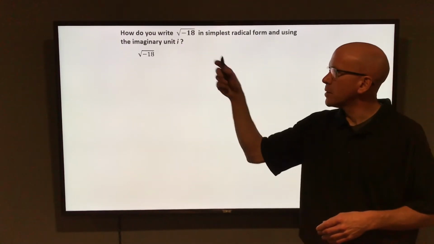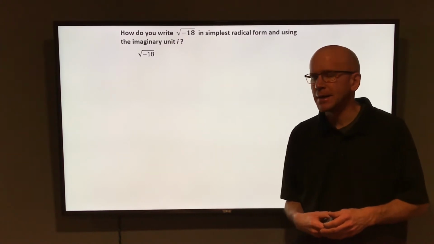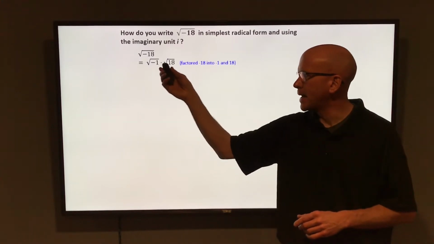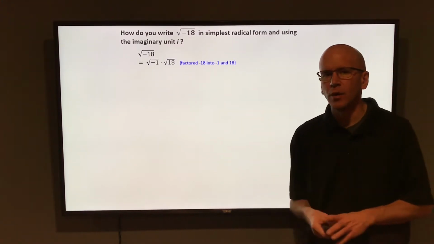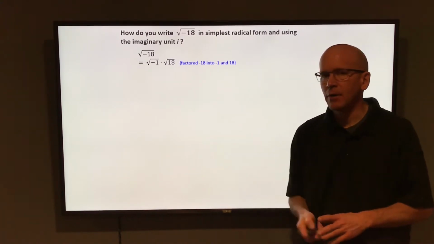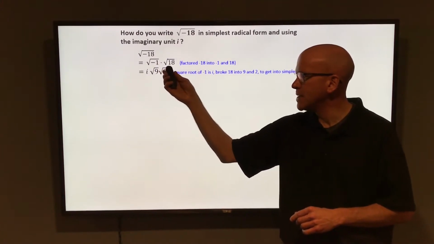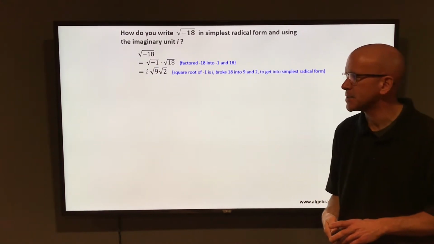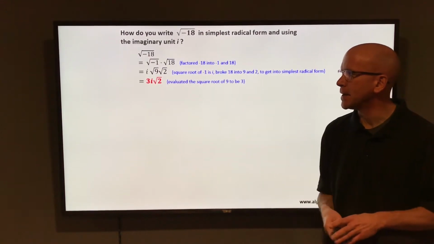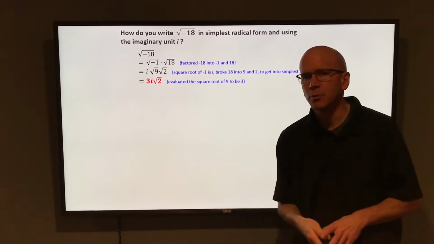How do you write the square root of negative 18 in simplest radical form and using the imaginary unit I? Well, the square root of negative 18, first you can break that into the square root of negative 1 times the square root of 18. Remember that square root of negative 1 will turn out to be I. But that square root of 18, that can break down into the square root of 9 times the square root of 2. So the square root of negative 1 is I. The square root of 18 splits into the square root of 9 times the square root of 2. And the square root of 9 is 3, so that would end up being 3I times the square root of 2. So to simplify that square root of negative 18, that turns out to be 3I times the square root of 2.